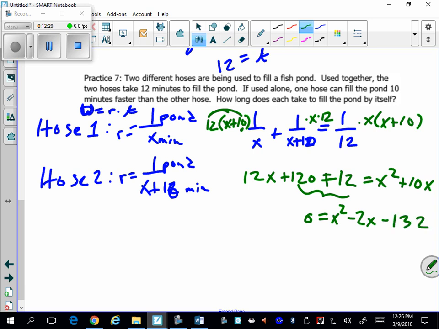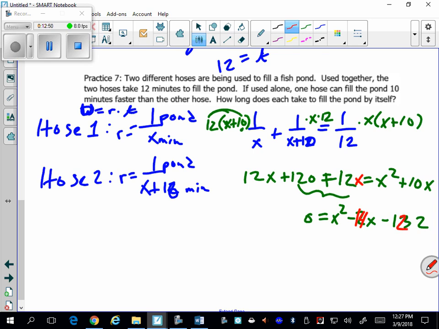Alright, so I made a mistake again. Sorry. I forgot the x here. So that's 24x. And when you subtract 24x from 10x, you get negative 14x. And then this should have been minus 120.